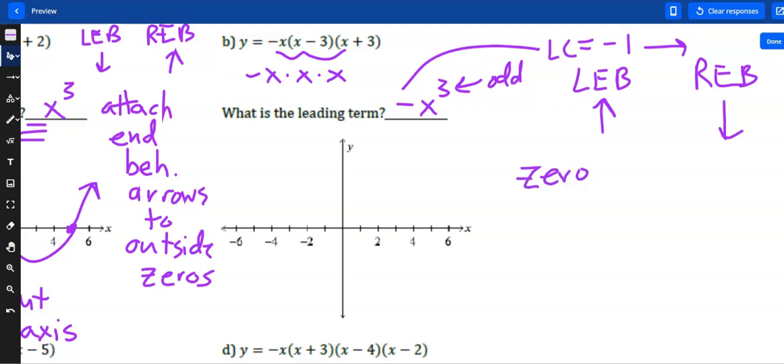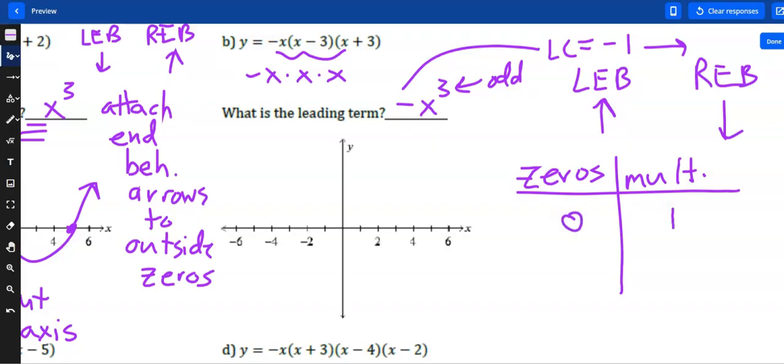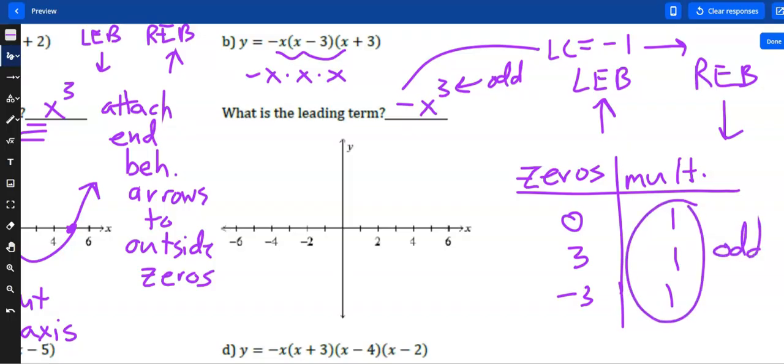Zeros, multiplicities. Well, I've got 0, that occurs once, 3, that occurs once, -3, that occurs once. These are all odd multiplicities, so they will all cut through the axis. So we will have a zero at 0, and at -3, and at +3.